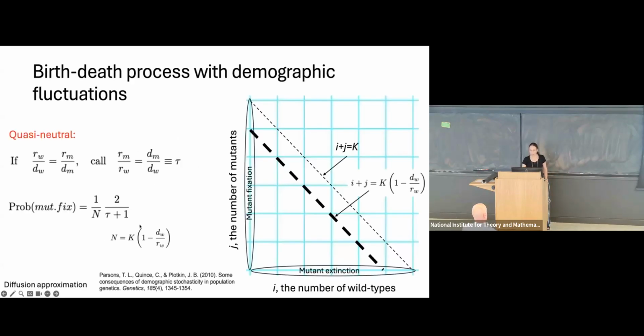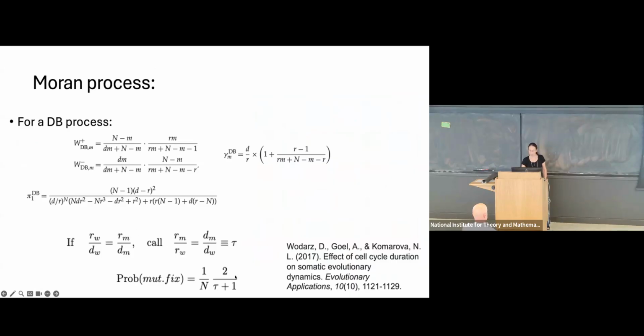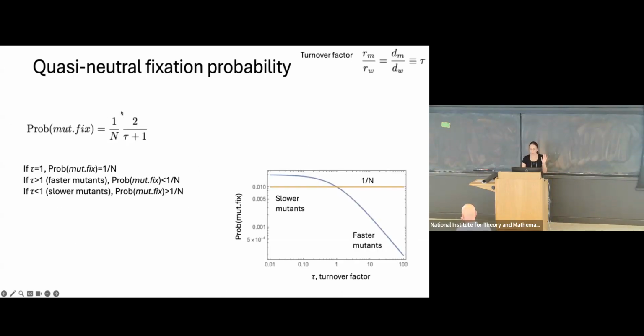Amazingly, it's exactly the same formula, but only for death-birth. If you do birth-death, and depending exactly how you arrange it, you can get anything, more or less. So I don't like the Moran process. But nonetheless, we have this formula.